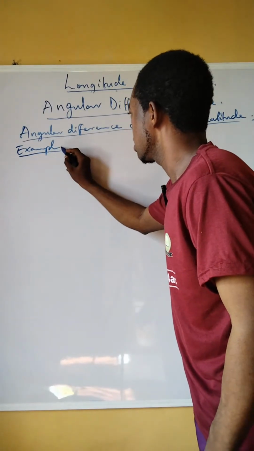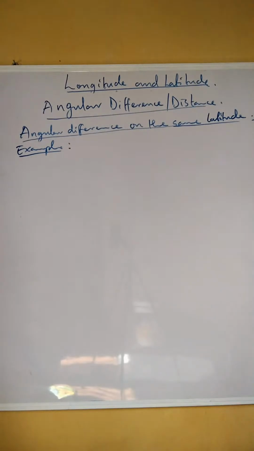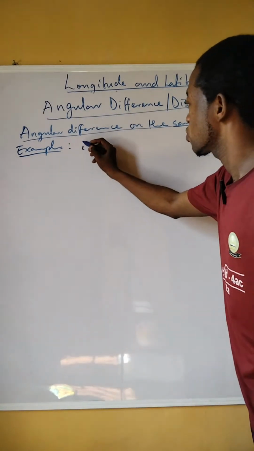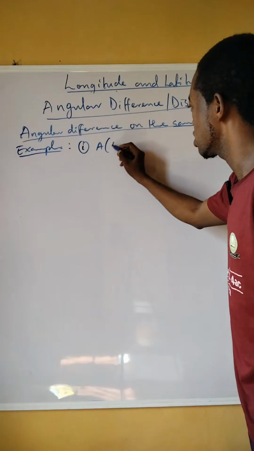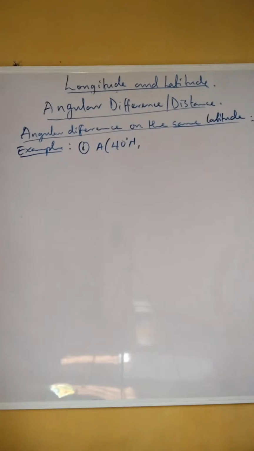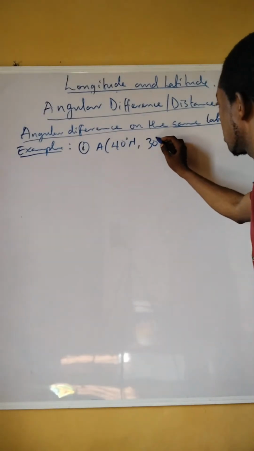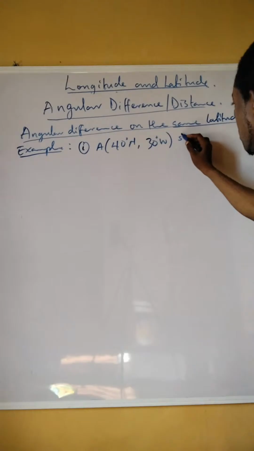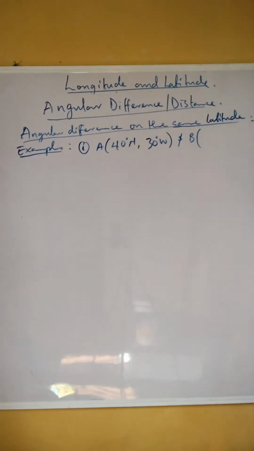We have to find the angular distance between the following points. Find the angular difference or distance around the following points. Point A, that's the first one. Point A, we have 40 degrees north, then comma 35 degrees west. And also point B, we have 40 degrees north, then 50 degrees east. So that's the first one.